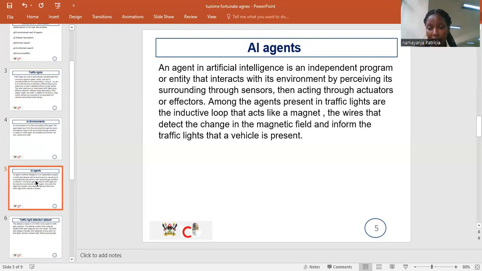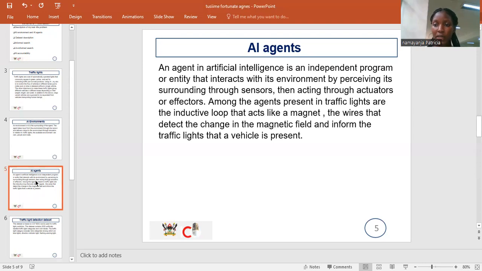For example, I remember in the very first presentation, I told you how traffic lights operate. An inductive coil is placed in the ground and it acts like a magnet, and every time a car stops over it, there is a change in the magnetic field due to an interaction, because a car is made of metal. So metal and the magnet, of course, there would be an interaction, and this will change the magnetic field.